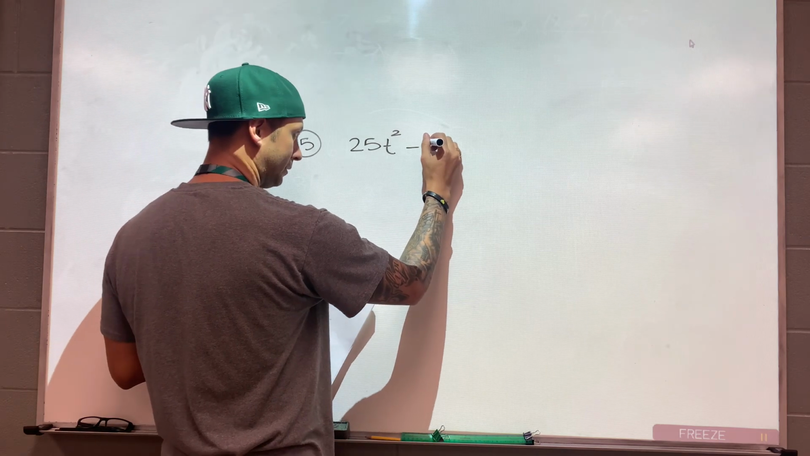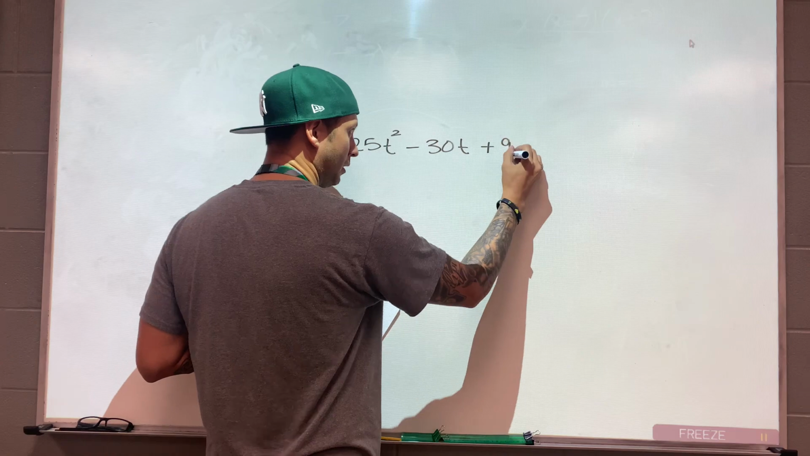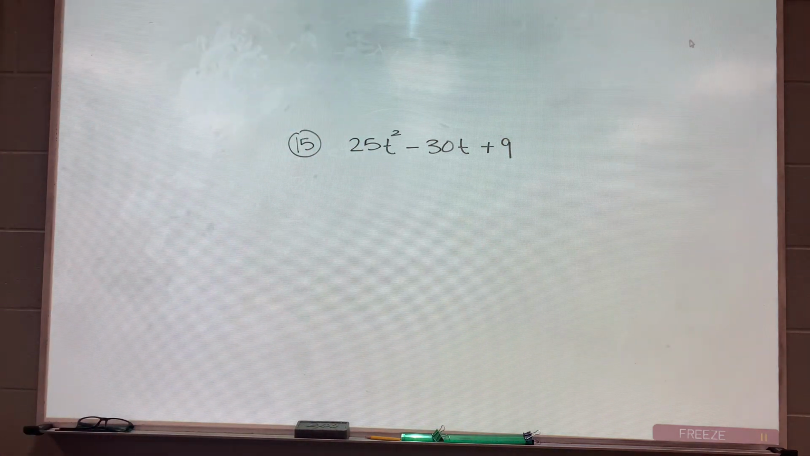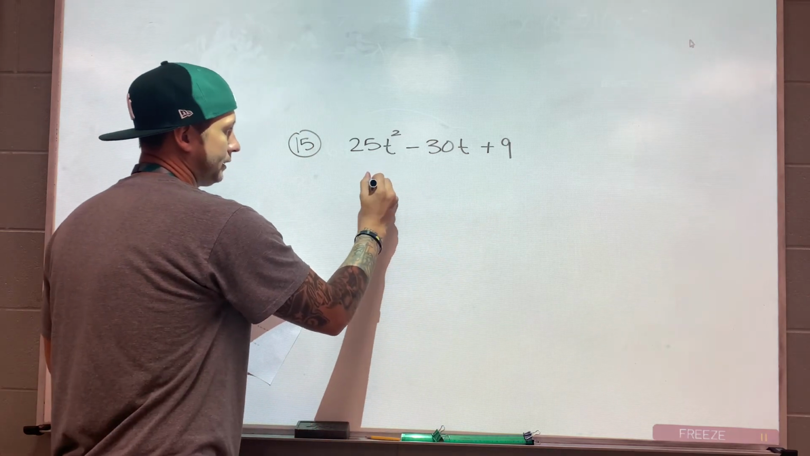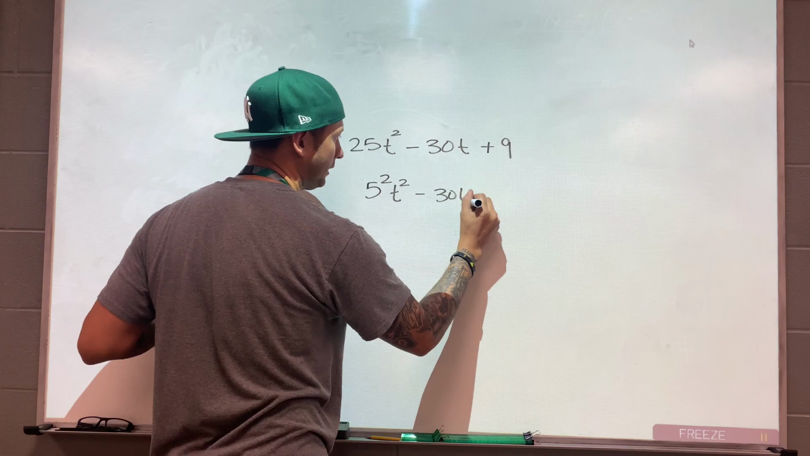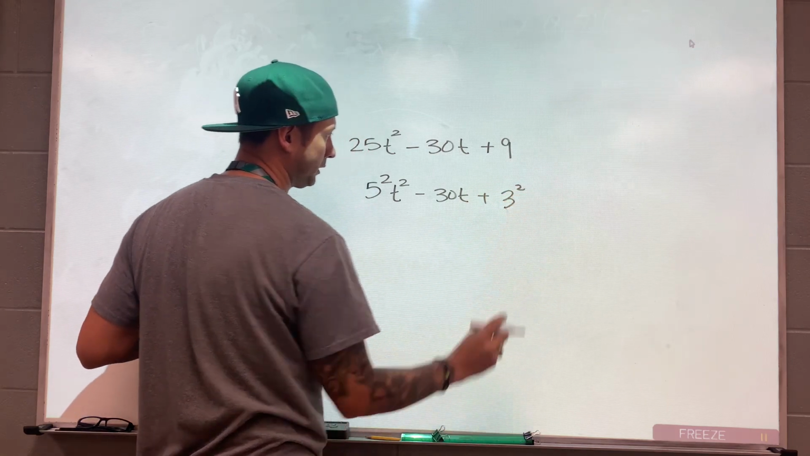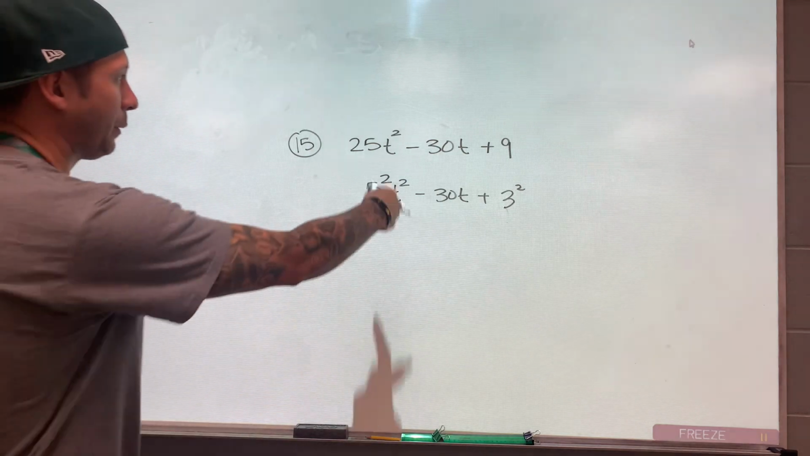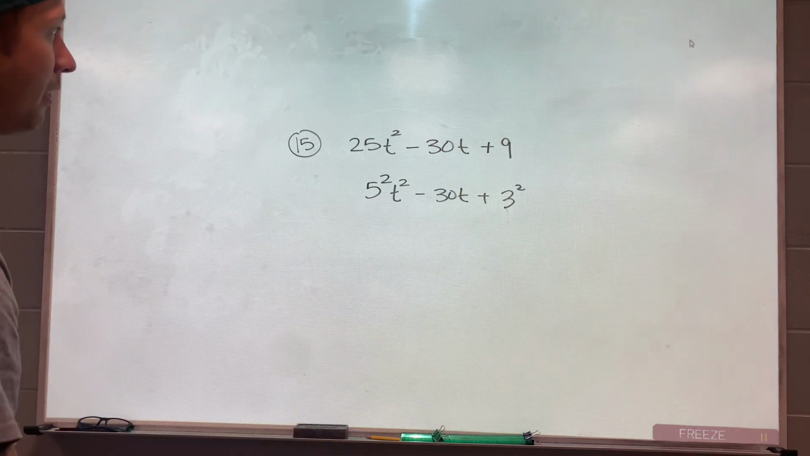25t squared minus 30t plus 9. Same thing, right? This is a perfect square and that's a perfect square. So 5 squared t squared minus 30t plus 3 squared. The only difference is that we have a minus here, so that means minus will be in our answer.